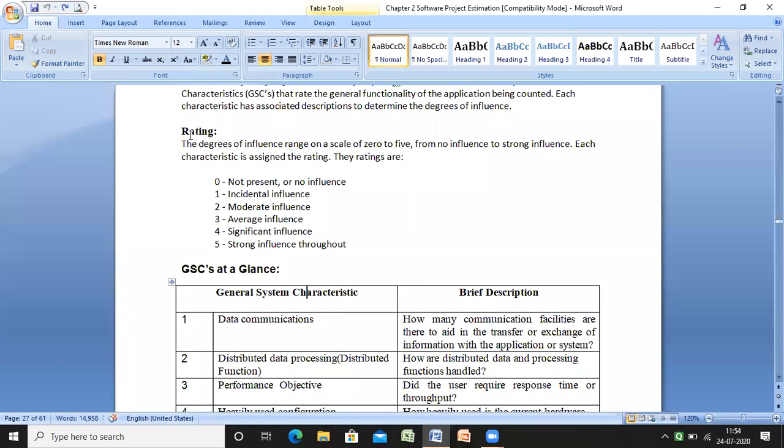Now ratings are concerned. The rating of a particular characteristic varies from 0 to 5. If the value is 0, that means there is no influence. Suppose my software does not have proper data communication, that means 0. If my software has a moderate influence, then it is average. This is the average rating. The fourth one is significant influence. The 5 is strong influence. These are the different ratings related to these general system characteristics.